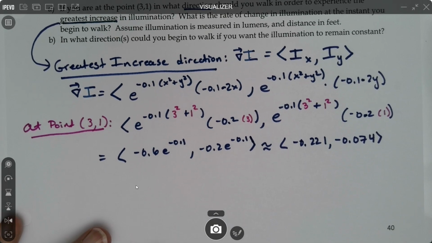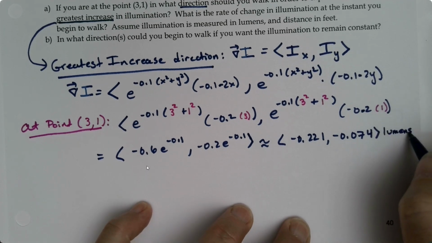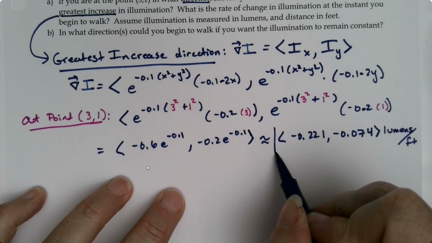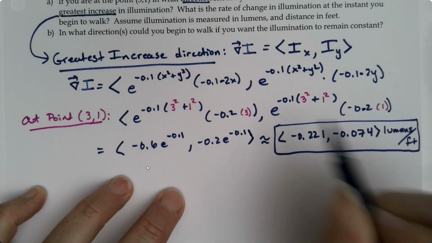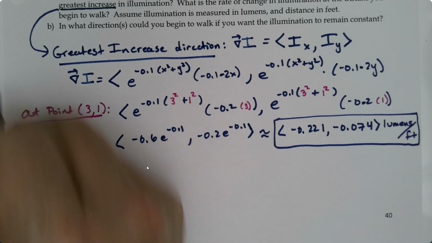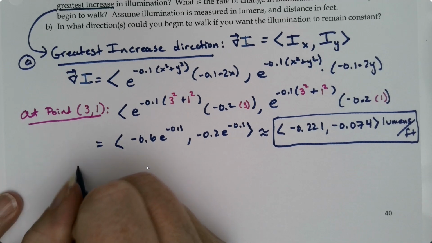Okay, now what would the unit be on that direction? It would be lumens per feet, right? So lumens, because that was what our intensity, or illumination, was measured in, per feet, right? Direction we're moving. All right, so this is the direction of maximum increase. And then you could see it on the Maple, I'm sure.